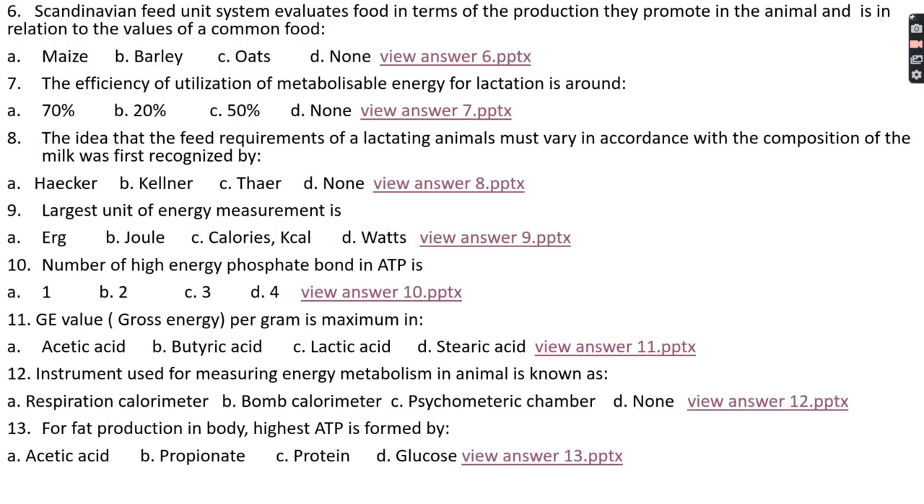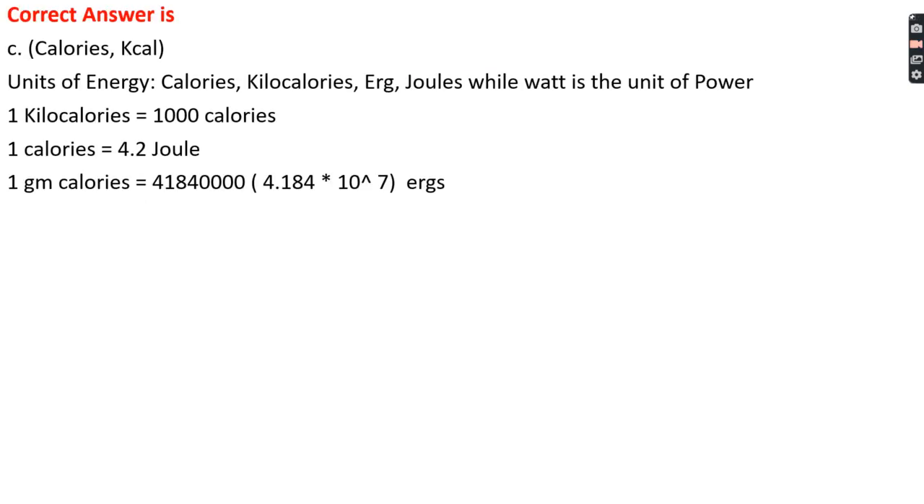Question number 9. Largest unit of energy measurement is option A erg, option B joule, option C calories or kilocalories, option D watt. The right answer is option C, which is calories or kilocalories. Units of energy are calories, kilocalories or joule, while watt is the unit of power. 1 kilocalorie is equal to 1000 calories, 1 calorie is equal to 4.2 joule, and 1 gram calorie is equal to 4.184 into 10 to the power 7 erg.